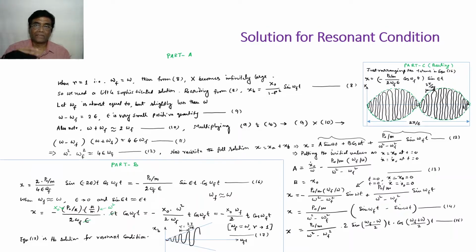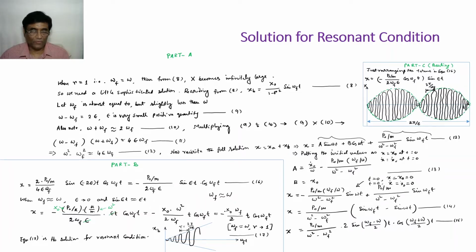We want the resonance condition to occur because even if the received signal is very weak, due to the resonant condition we will get a sufficiently large amplitude of oscillation. So depending on the application, this could be desirable, or it may not be desirable.